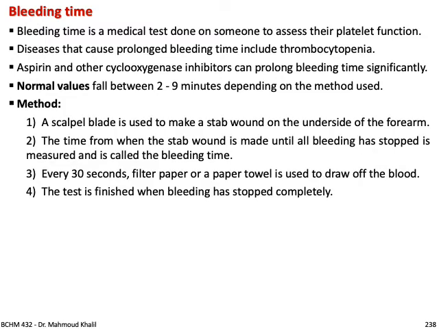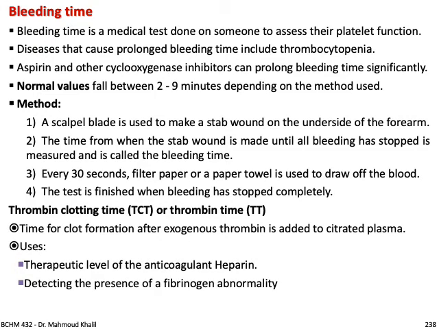In the method, a scalpel blade is used to make a stab wound on the underside of the forearm. The time from when the stab wound is made until all bleeding has stopped is measured and is called the bleeding time. Every 30 seconds, filter paper or a paper towel is used to draw off the blood. The test is finished when the bleeding has stopped completely.